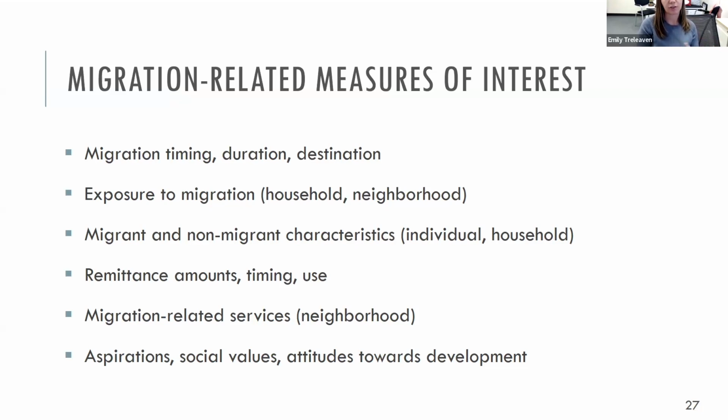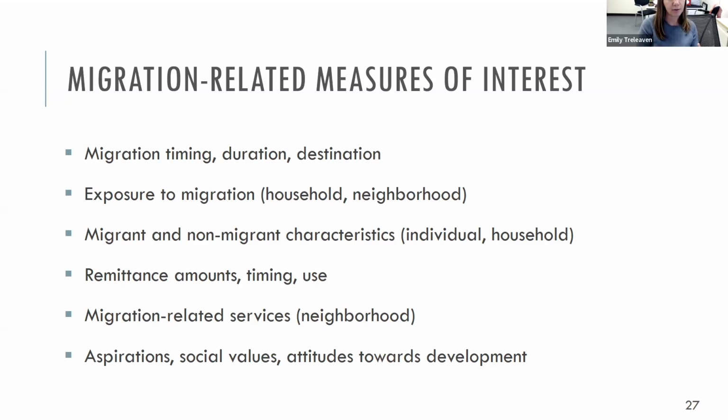Often the destination is of interest to scholars. Someone migrating within Nepal, to an international destination, or even specific regions globally might be of interest, such as the Persian Gulf countries. We can also think about whether a person has been exposed to migration through a family member, perhaps a parent, a child, or exposure at the neighborhood level or other households in their neighborhood sending migrants.